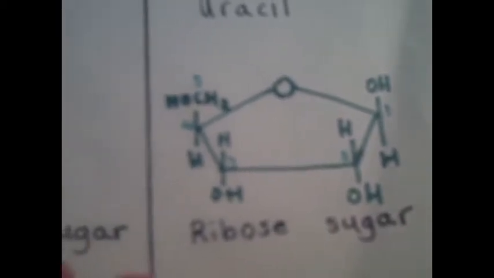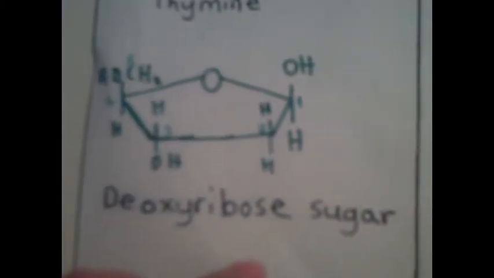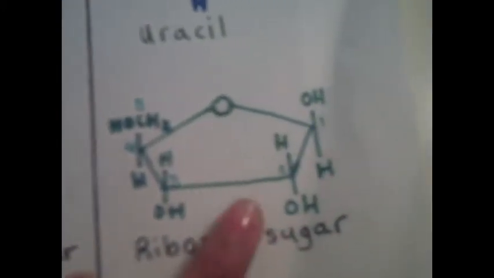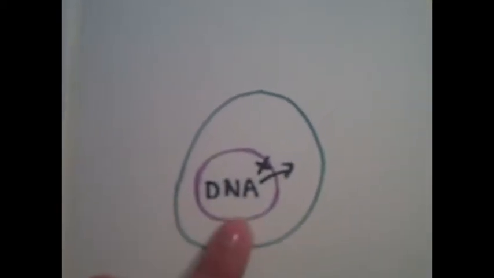The difference between those two is that there is no oxygen on the second carbon of the deoxyribosugar, while there is one on the second carbon of the ribosugar. The fourth difference between DNA and RNA is that DNA cannot leave the nucleus of a cell, but RNA can.